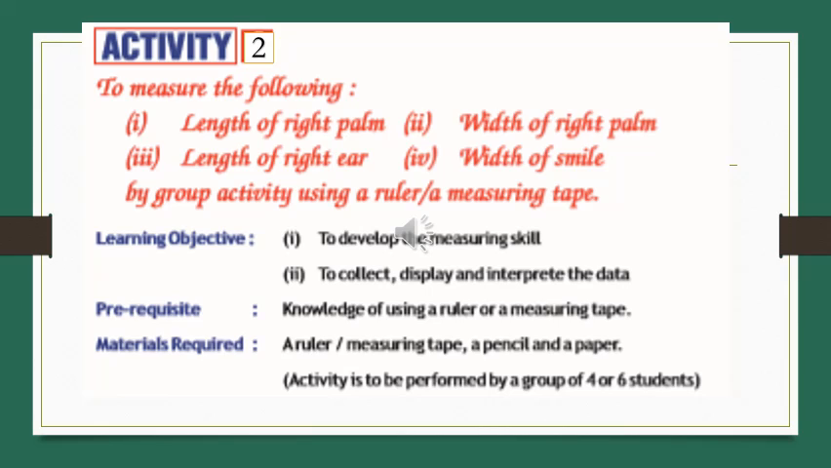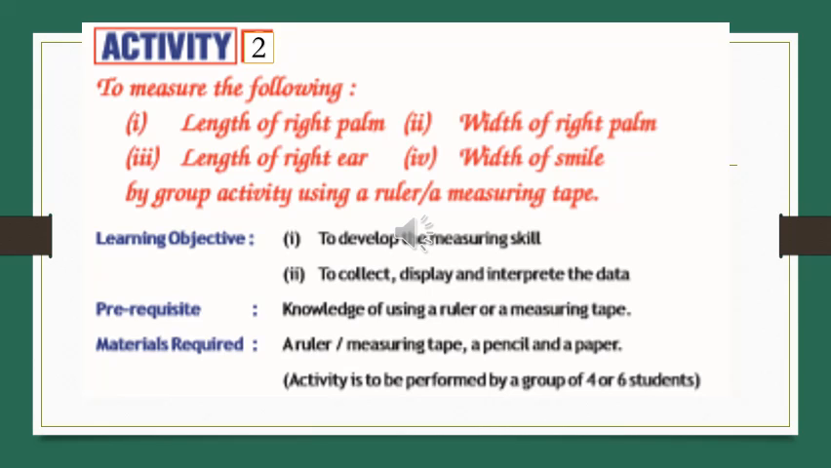So to measure, you have to measure the following things: length of the right palm, width of the right palm, length of the right ear and width of the smile. So it's a very interesting activity. Its learning objective is to develop your measuring skill and to collect, display and interpret the data by collecting it on your own. The material required I already told you: ruler or measuring tape, pencil and a paper.